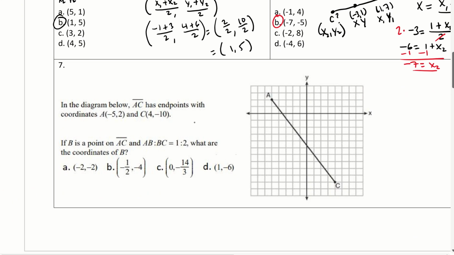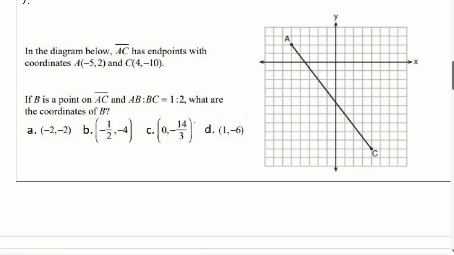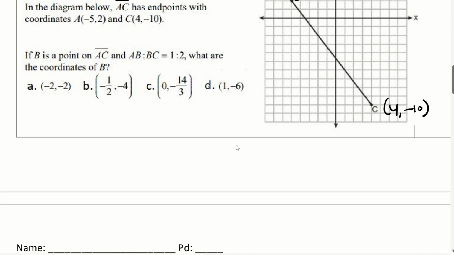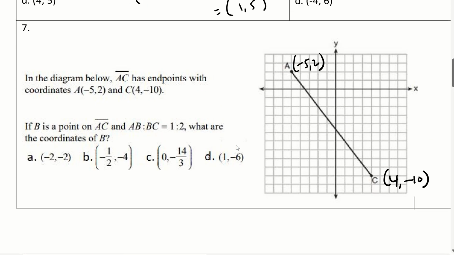All right. Number 7 is another type of example with coordinates and lines. It says in the diagram below, AC has the following endpoints: A is -5, 2, and C is 4, -10. Now, if B is a point on AC and AB to BC is a 1:2 ratio, what are the coordinates of B? Okay, so this is a partitioning problem.